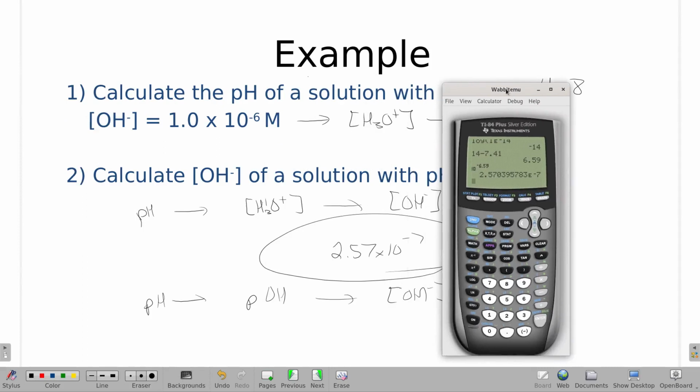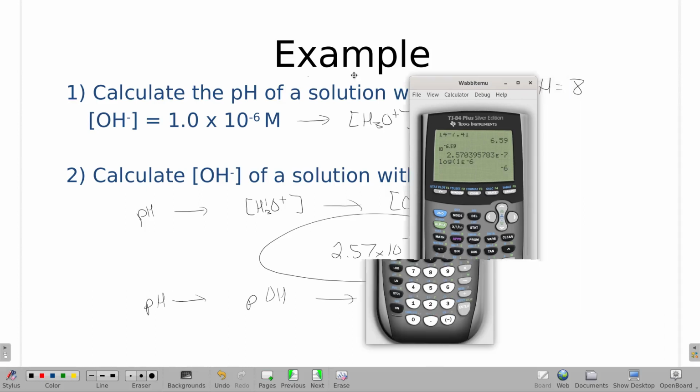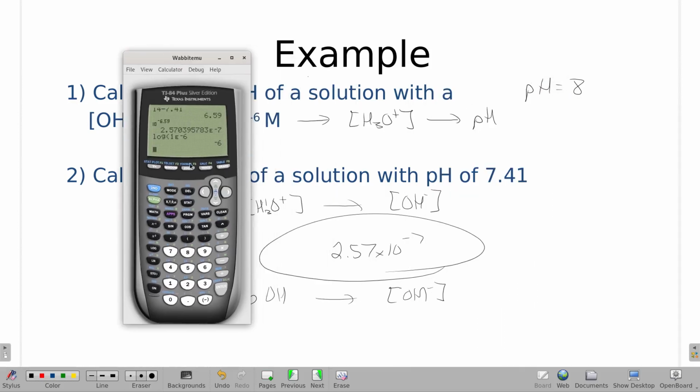And even up here, we could have actually calculated the pOH: the log of 1 times 10 to the negative 6th, and we got a pOH of 6. And since we want a pH, we just need to get the difference between this and 14. So the pH is 8.